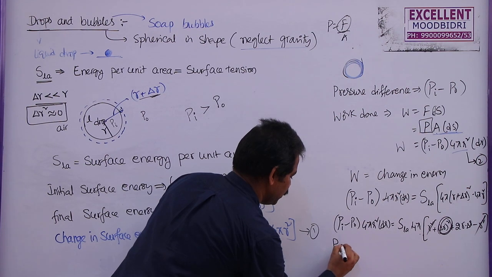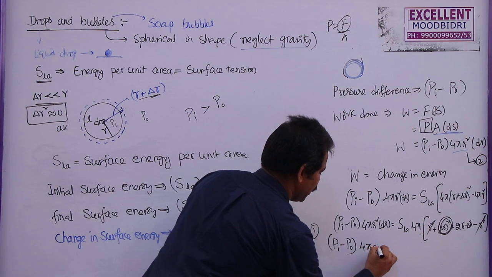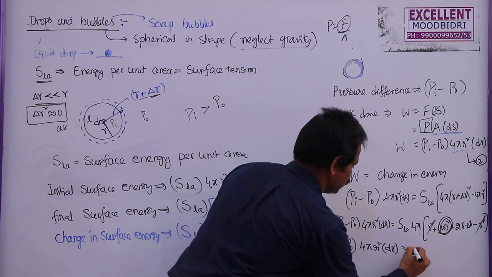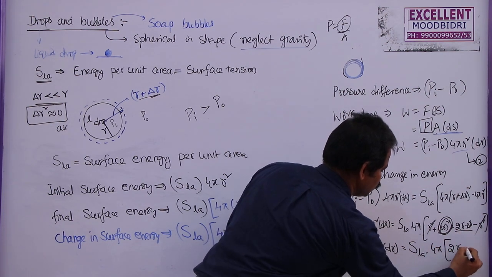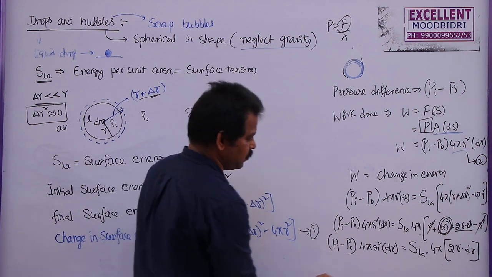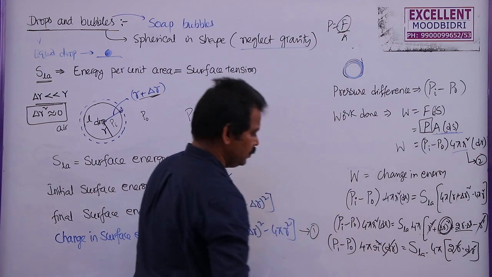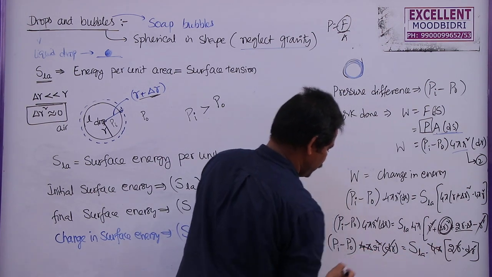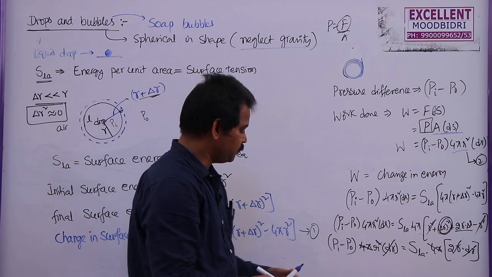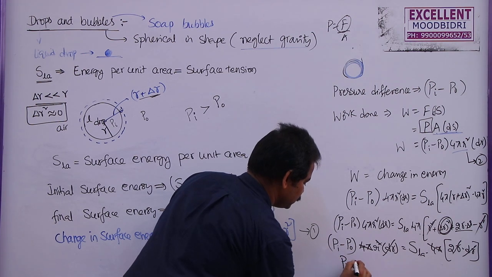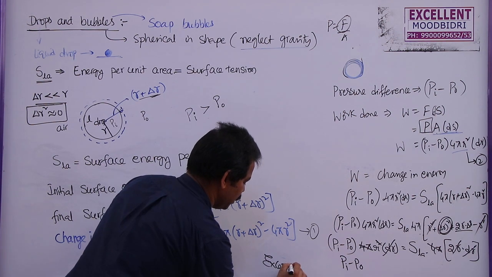So the internal pressure minus external pressure, the pressure difference, into 4 pi r square into dr is equal to S_LA 4 pi into 2r into dr. First of all, you can cancel dr and dr here. You can cancel r and r here, and you can cancel 4 pi and 4 pi here. So the pressure difference between the internal surface and the outer surface, we call this the excess pressure inside the bubble or drop.